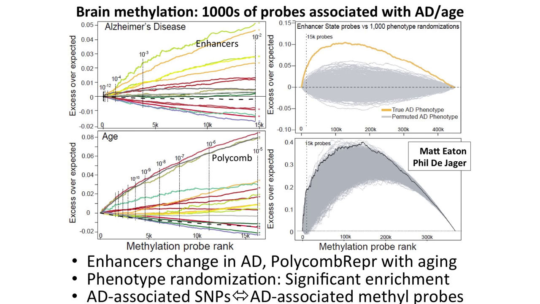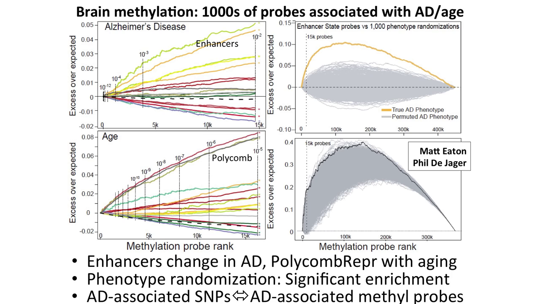But the point that I want to make is that if you rank now all of the methylation probes based on their association with Alzheimer's disease, you see this very dramatic enrichment for enhancer regions down the rank list. If you rank them based on age, you see an enrichment for polycomb-associated regions, not enhancers. And if you randomize the phenotype, there's no comparison here. This enrichment for enhancers is much more significant than any randomization.